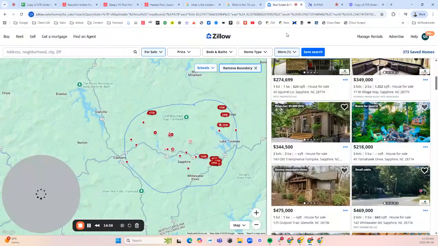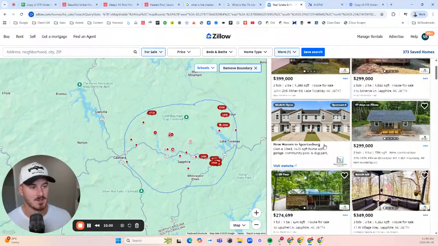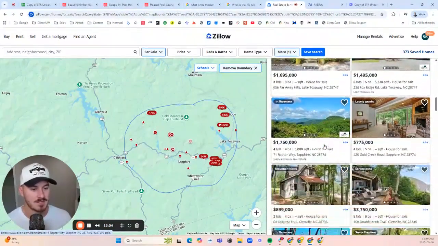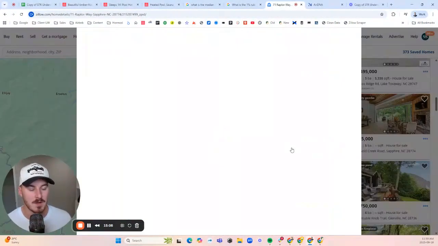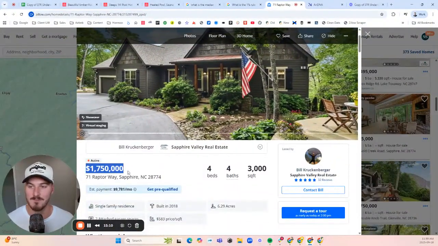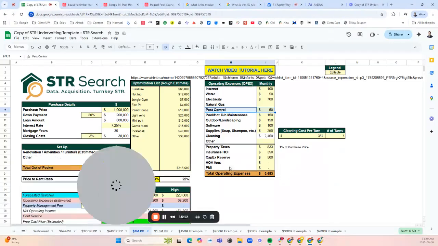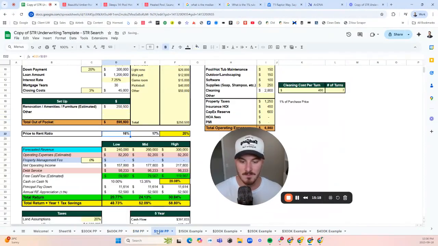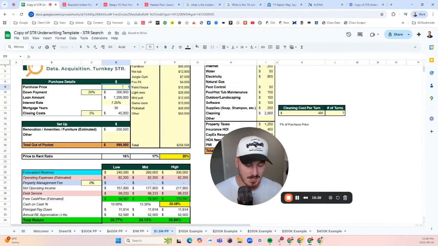Then what you do is you go and look at the properties that are for sale, and you scroll through and you realize, okay, let me try and find a property that has a really nice view. Okay, here's one with a really nice view. And you click into it and you realize that the purchase price is $1.75 million. Well, what does that look like if we underwrote it, right? Let me actually use the $1.5 million underwriting sheet here so that the operating expenses are a little bit more dialed in. And so I go $1.75 million there.